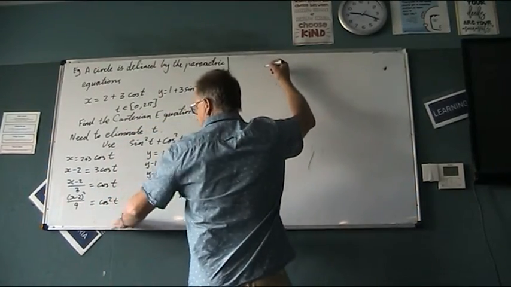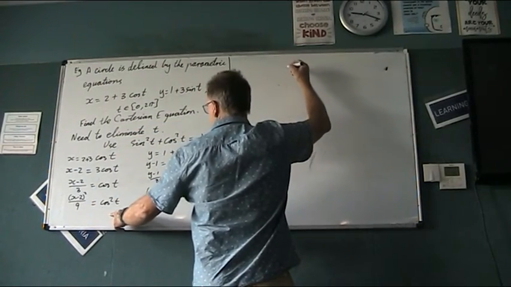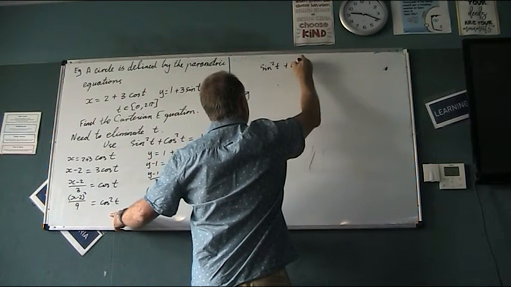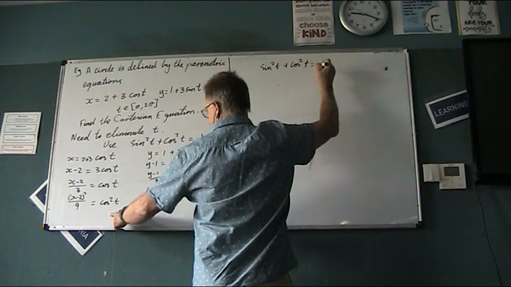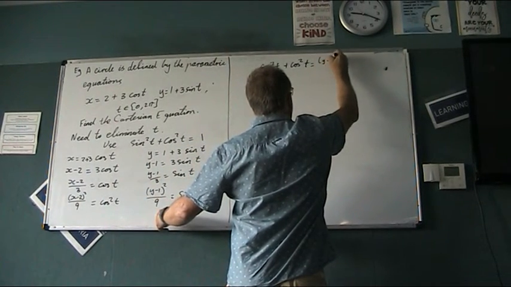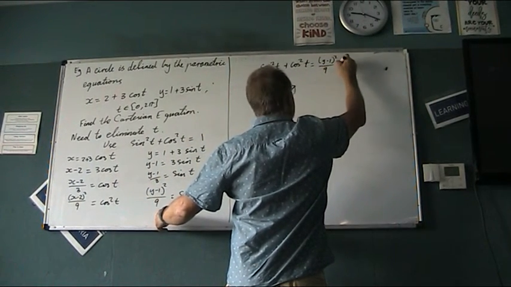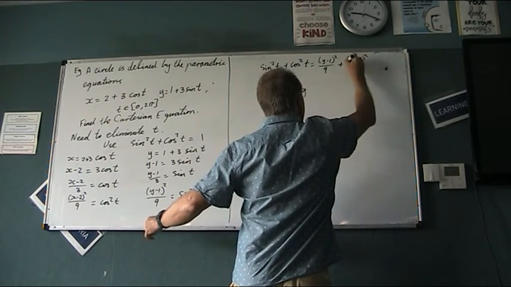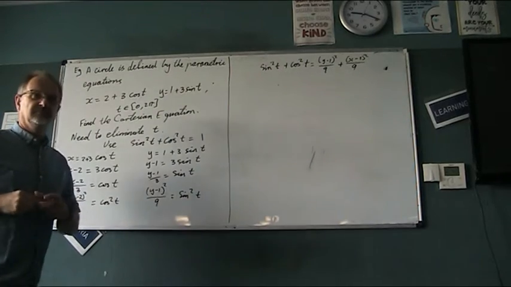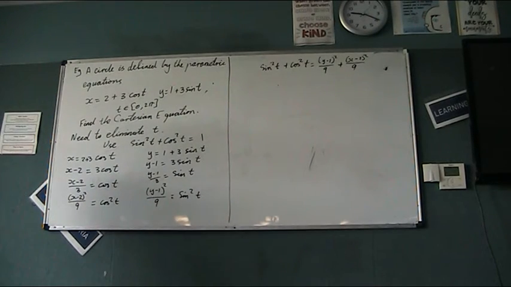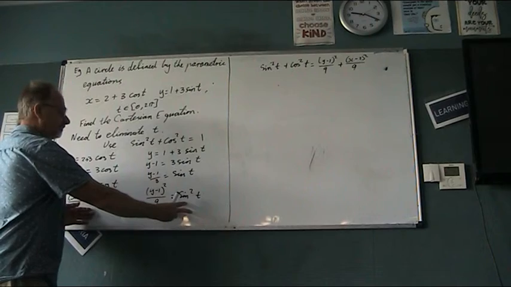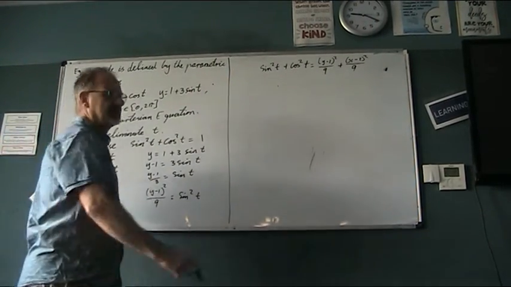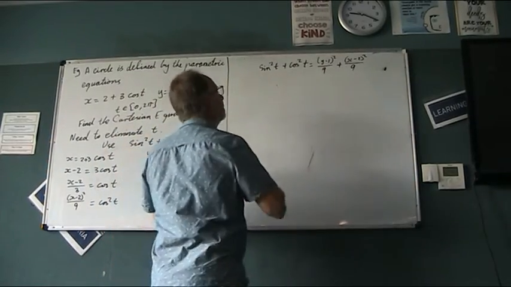So in terms of what I've got in this bottom line here, sine squared t plus cos squared t is equal to y minus 1 squared over 9 plus x minus 2 squared over 9. Yep, so it's just using these two. But then of course we know that sine squared plus cos squared is 1. So that means this left hand side here would be 1.